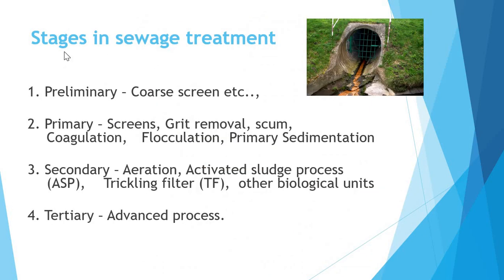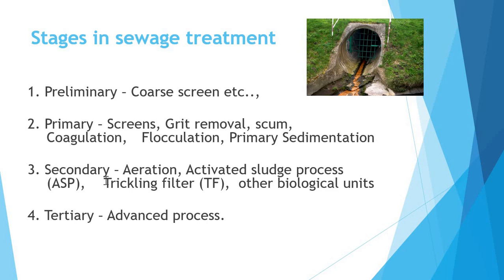From these details we can understand the stages in sewage treatment are preliminary treatment, primary treatment, secondary treatment, and tertiary treatment. The preliminary treatment will use a coarse screen as shown in the figure. It is just like a screen which can filter out the bigger floating particles. In the primary treatment, we have the medium and fine screens, grit removal, oil and grease removal through a scum tank, and coagulation, flocculation, and primary sedimentation.